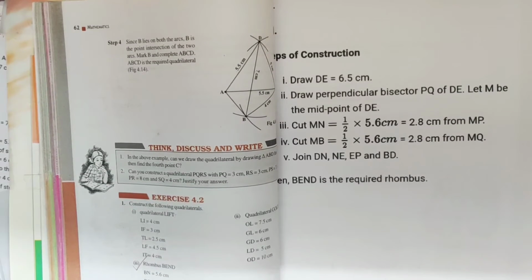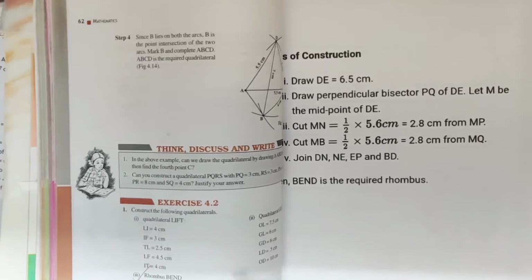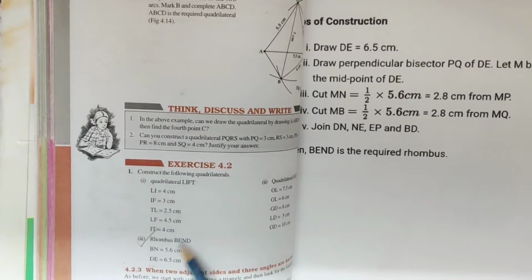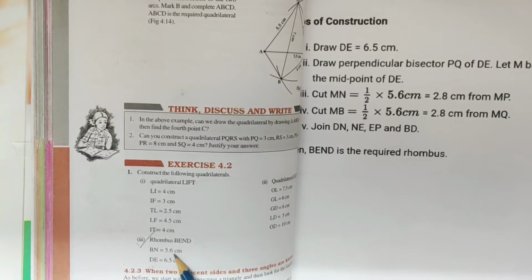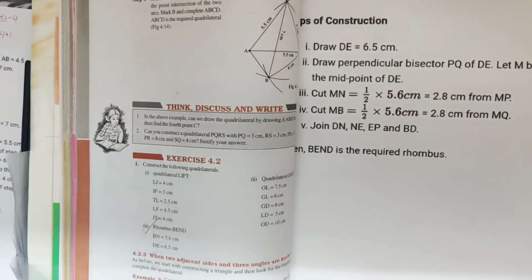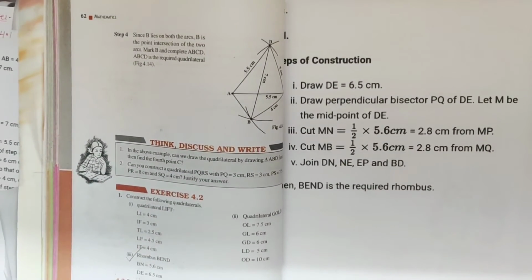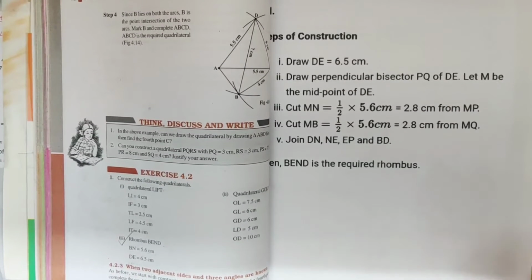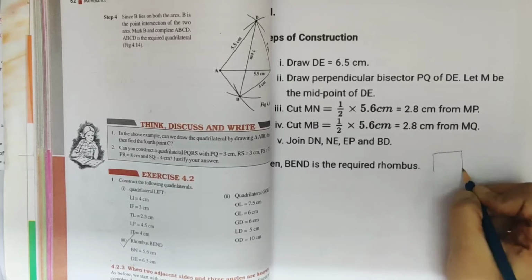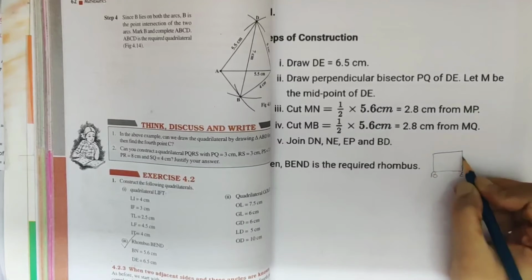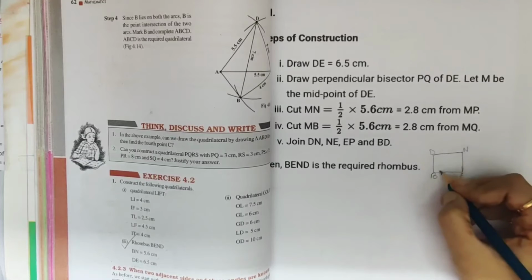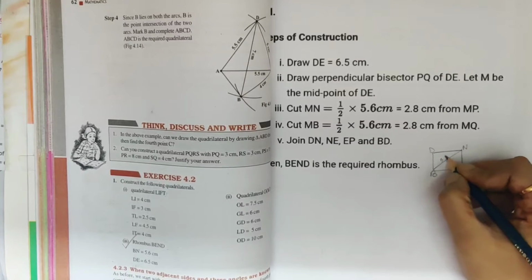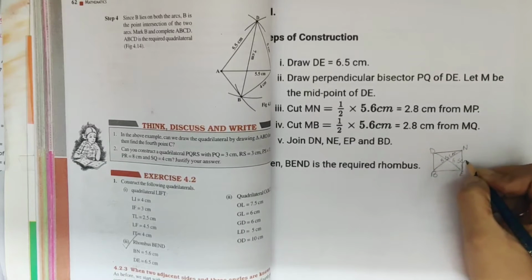Now next question, third part. Draw a rhombus BEND where BN is 5.6 cm and DE is 6.5 cm. Now to draw a rhombus BEND, where BN is 5.6 centimeter and DE is 6.5 centimeter.